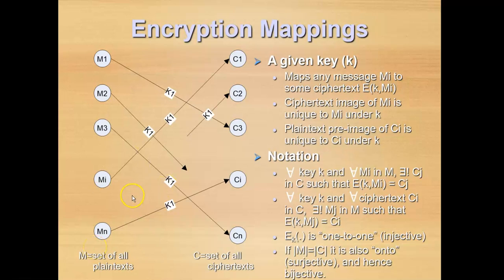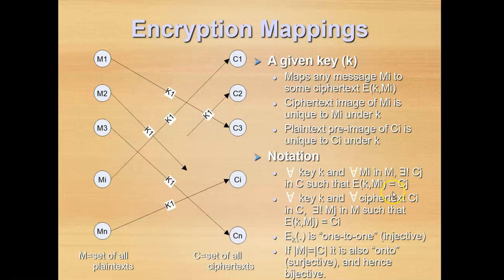This is the encryption mapping given here. So for a set of plain text and for a set of given ciphertext, each key may be used for encrypting these messages to generate ciphertext. For example, if K1 is used, then each message will generate one unique ciphertext. So that's what is given here for all key K and for all Mi.